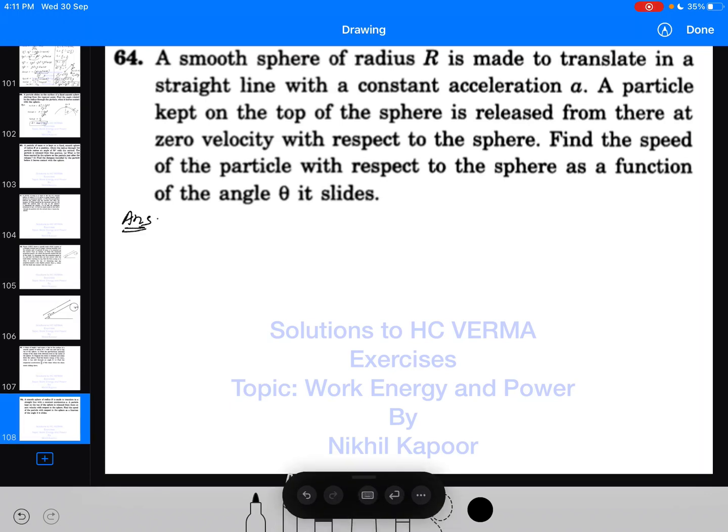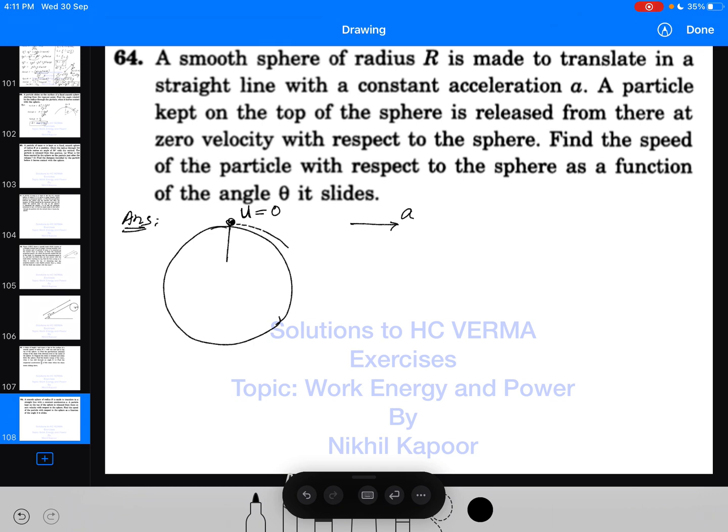With the 64th example, what is said here is: a smooth sphere of radius r is made to translate in a straight line. So this is the smooth sphere whose radius is r, and it is moving in a straight line with an acceleration of a. A particle is kept on the top here, and is released from there with zero velocity with respect to the sphere. So this particle will come somewhere here. Find the speed of the particle with respect to the sphere as a function of angle theta.